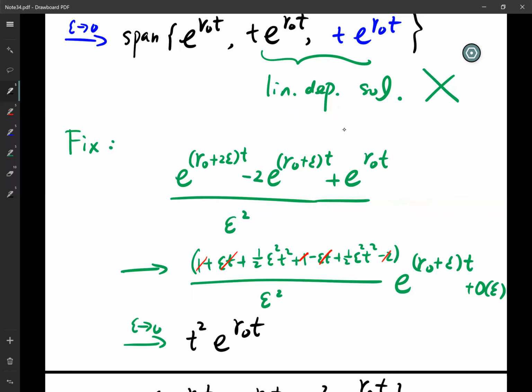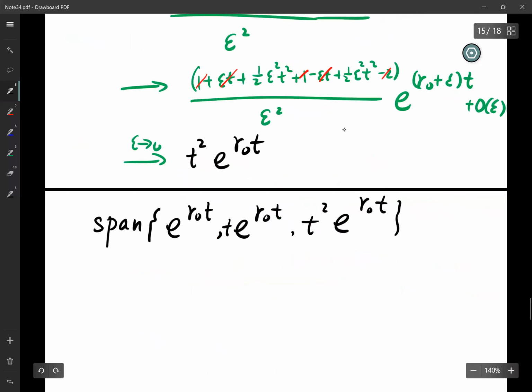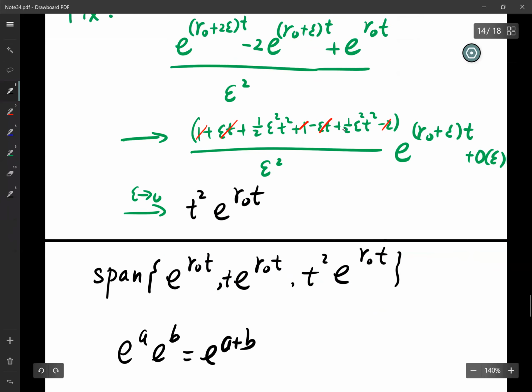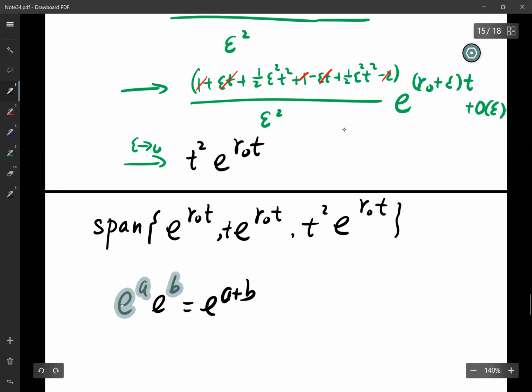Could you please explain how you're able to factor out e to the r naught plus epsilon t? Because these are scalars, this just becomes a plus b. Because you factorize that out, you have an exponential epsilon t. This is 2, and this minus 2. This is exponential minus epsilon t. Okay, thank you. Any other question?